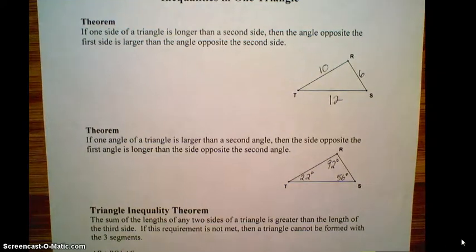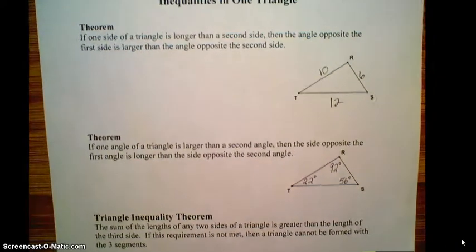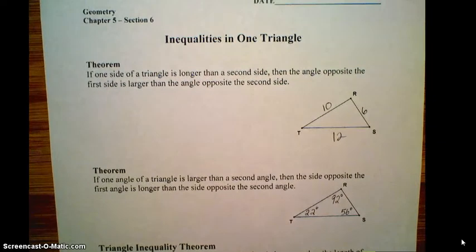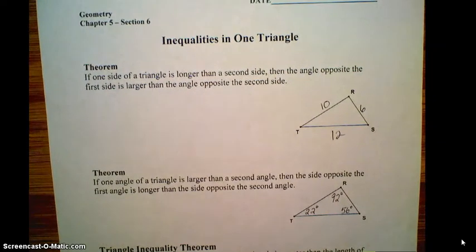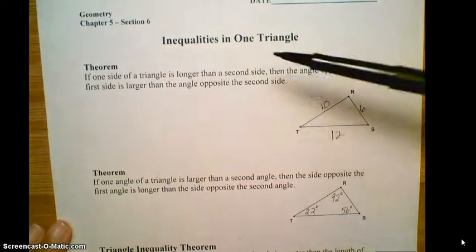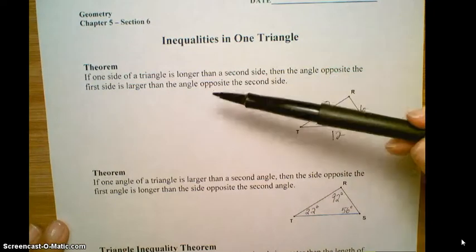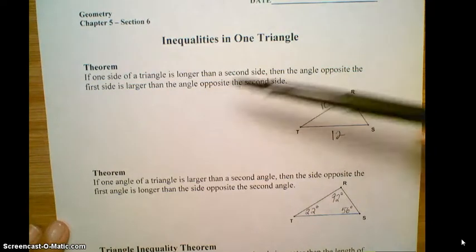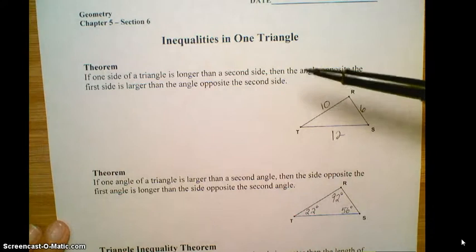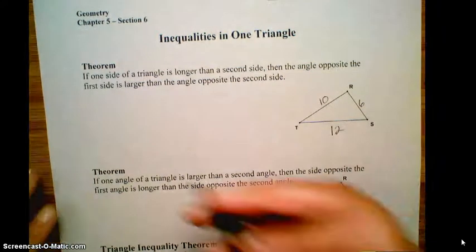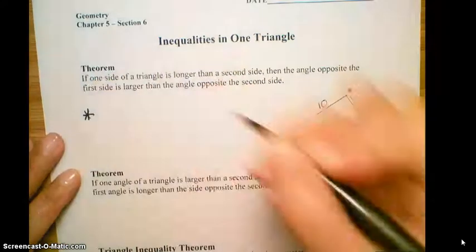Okay, here we are in Chapter 5, Section 6, and we're looking at inequalities in one triangle. And what happens is we have a couple of theorems at first. It says if one side of a triangle is longer than a second side, then the angle opposite the first side is larger than the angle opposite the second side. Here's what you need to remember. This is the important part.